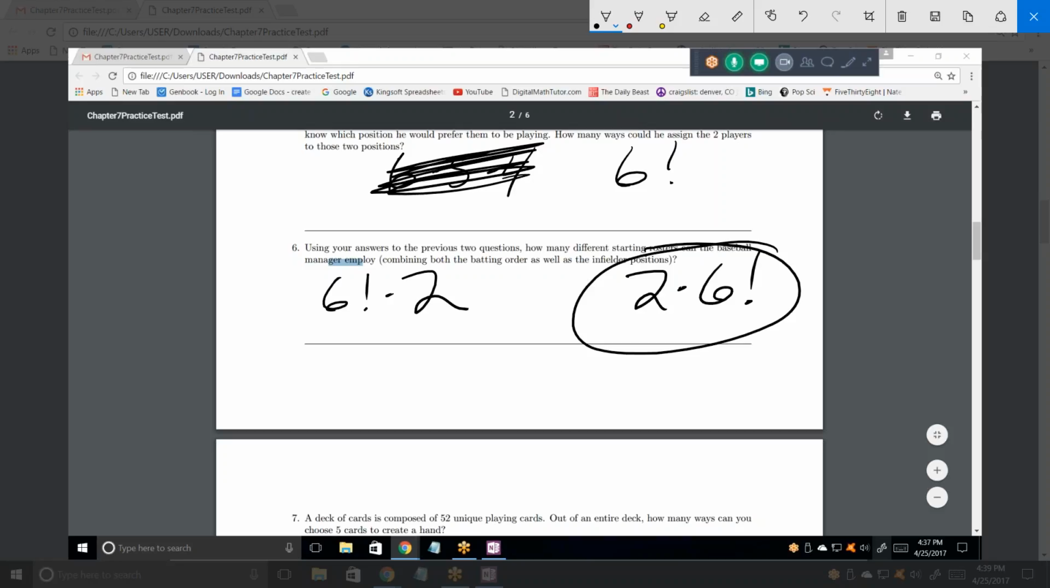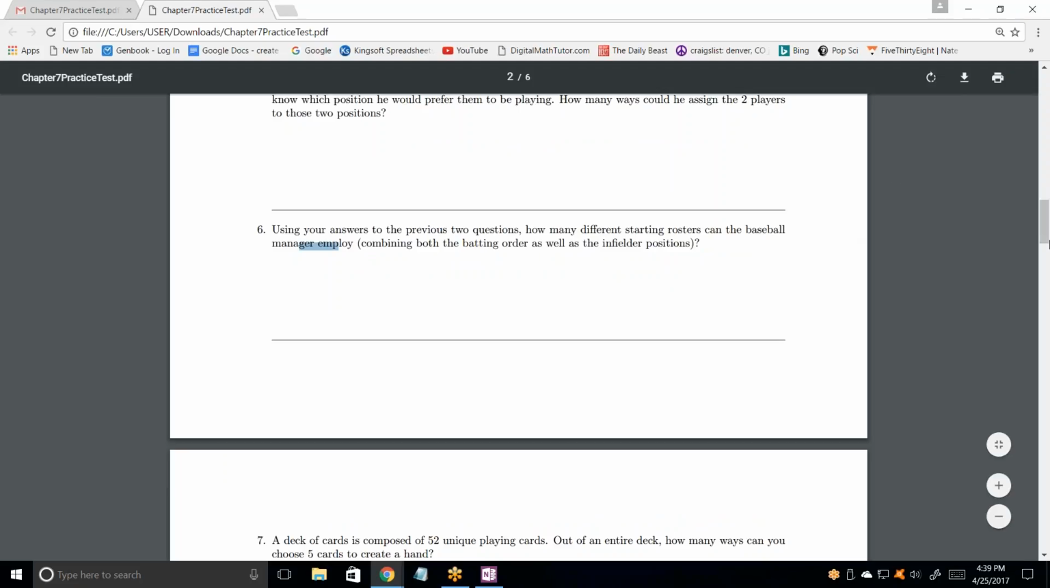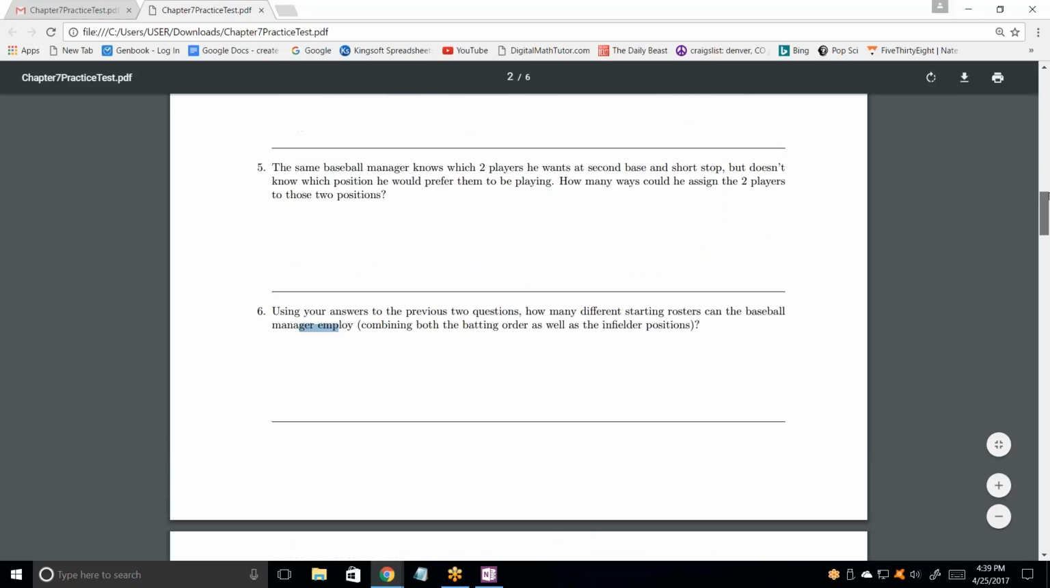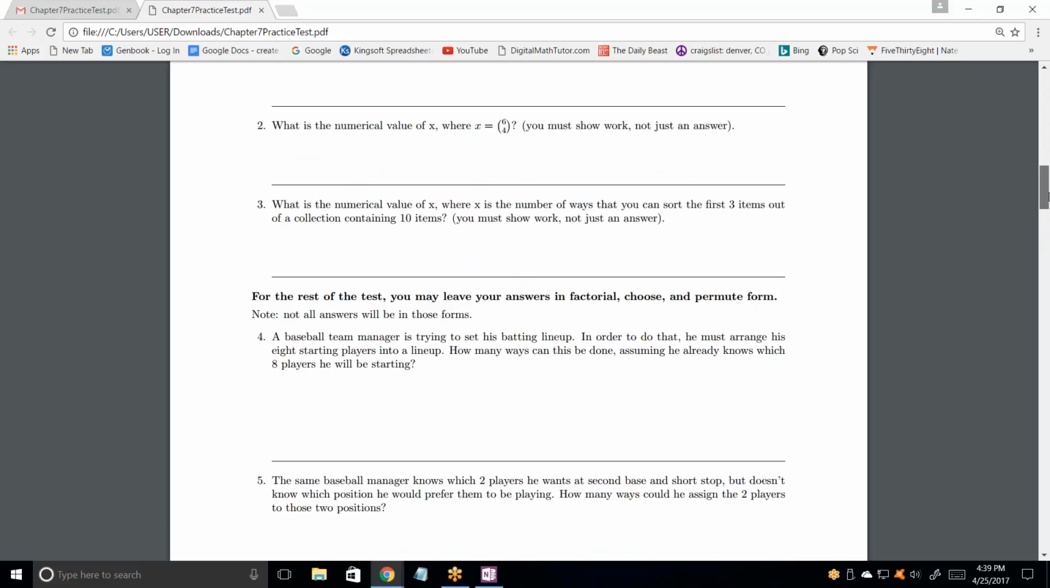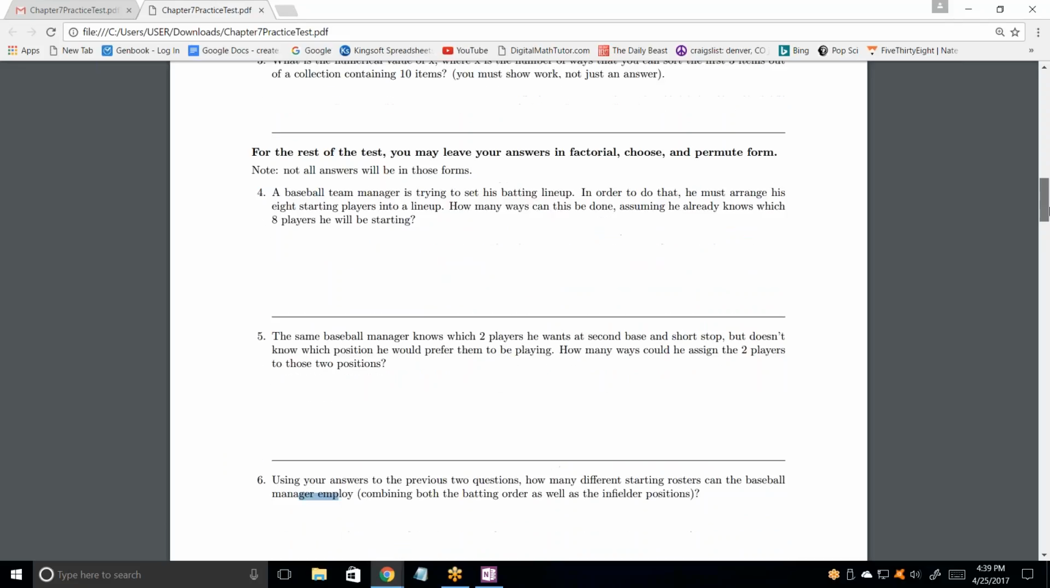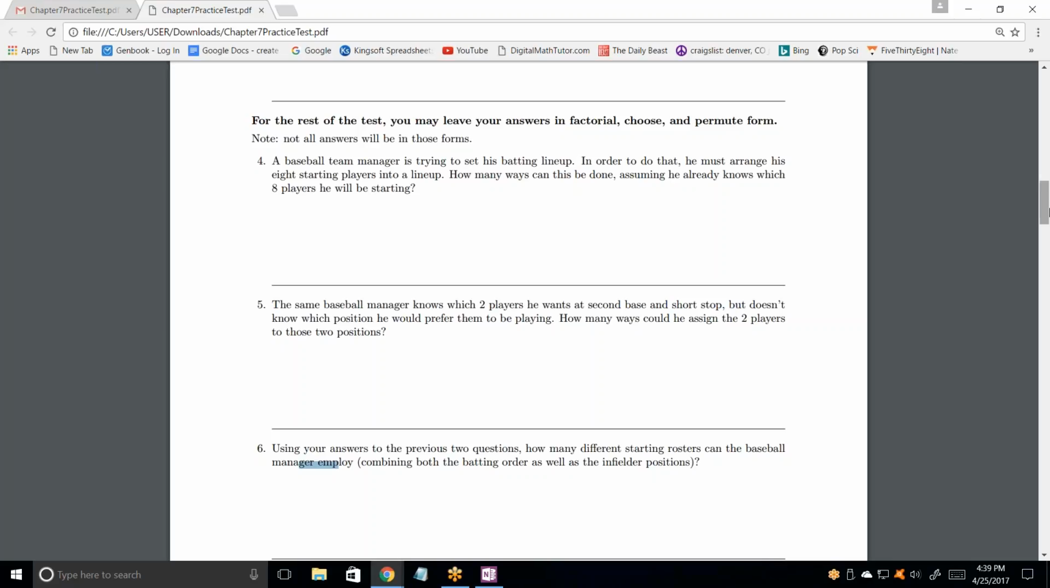Now, I'm not sure why it said using your answers to the previous 2 questions, because you're supposed to combine it with the batting order as well. Well, it wasn't really a batting order. I misspoke when I said that. It was positions. If we go back to question 4, when we're talking about lineup, we're talking about who plays first base, second base, shortstop, and so forth. The 8 position players. Well, that's 8 factorial.